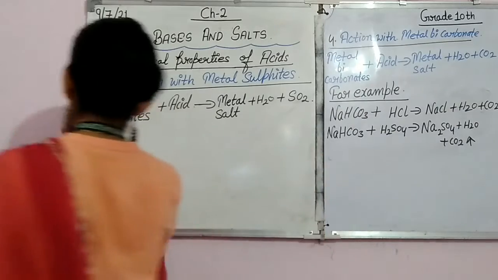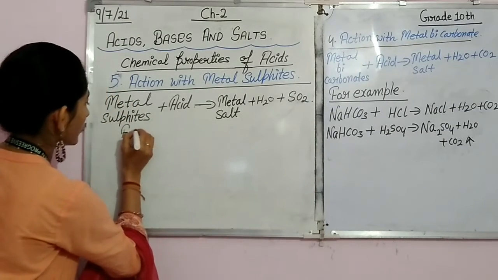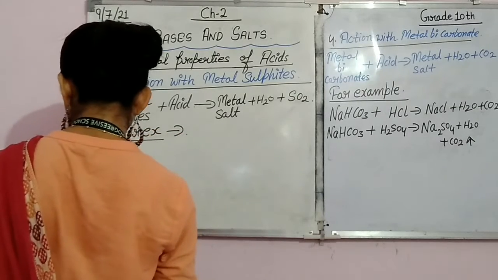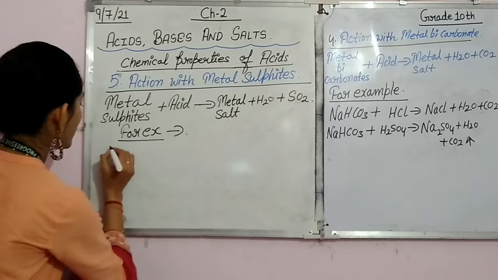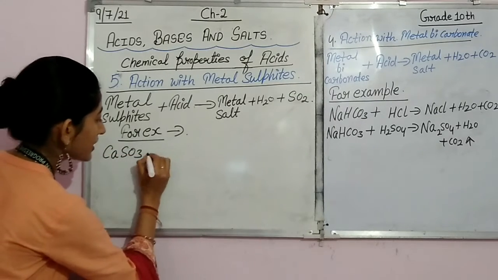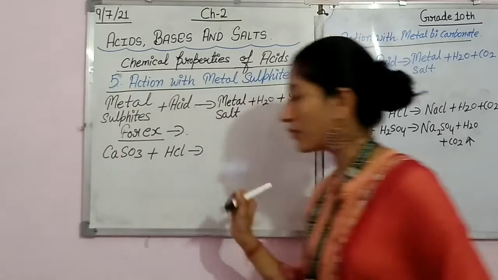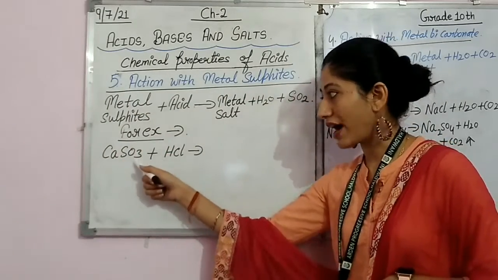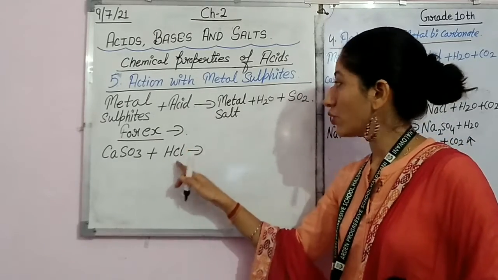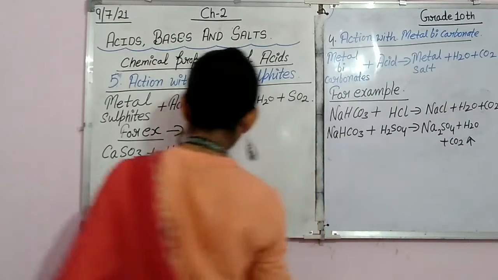Okay, for example, now we can take some examples here. Suppose we are taking calcium sulfide and we are reacting this calcium sulfide with acid. So what product will form? Here it will form metal salt. And what will be the metal salt?